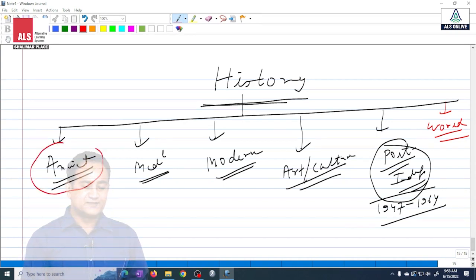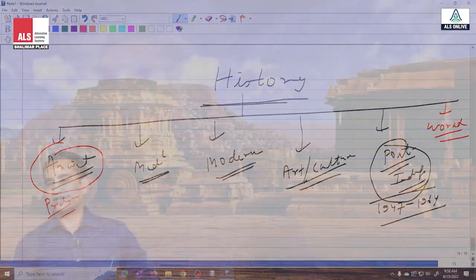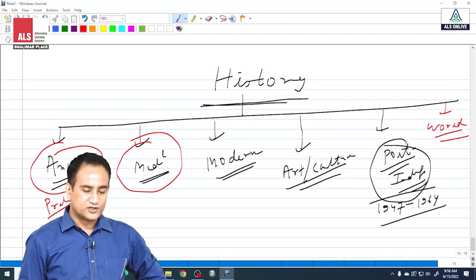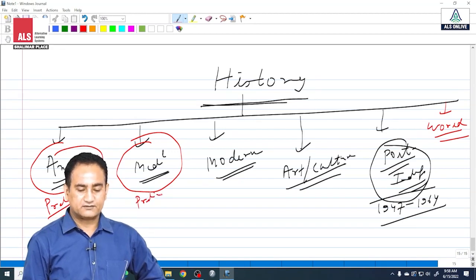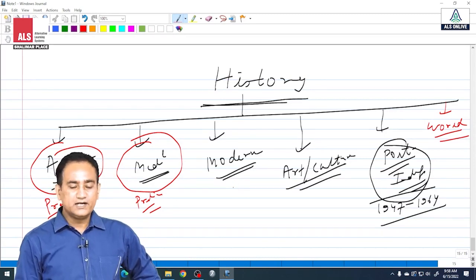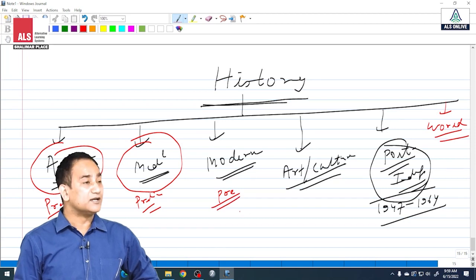Ancient Indian history is mainly important for prelims or mains? Prelims, right? This is very important when you start your syllabus, because whenever you see an NCERT and you start making notes for your main examination, it would be a waste of time. Ancient Indian history is for the preliminary examination. Medieval Indian history is for the preliminary examination. So these two are for our preliminary examination. What about modern? Modern is for the preliminary and also the main examination.